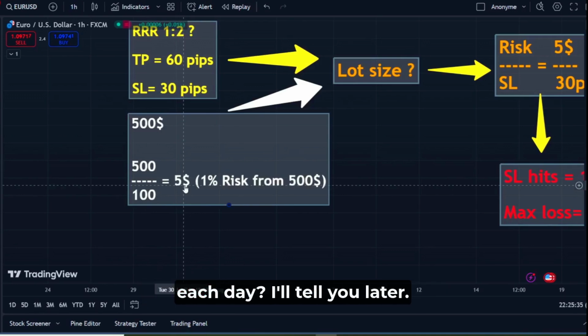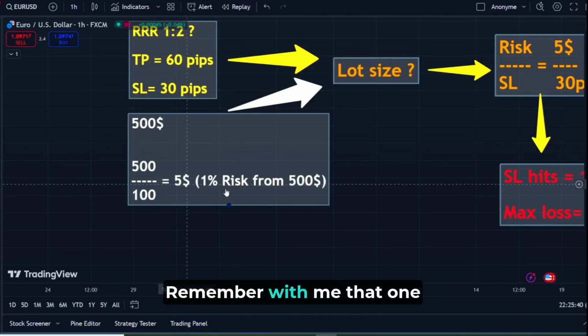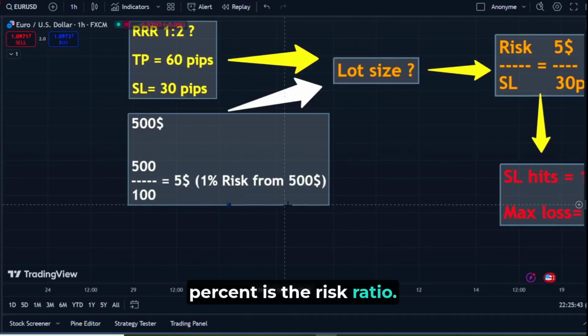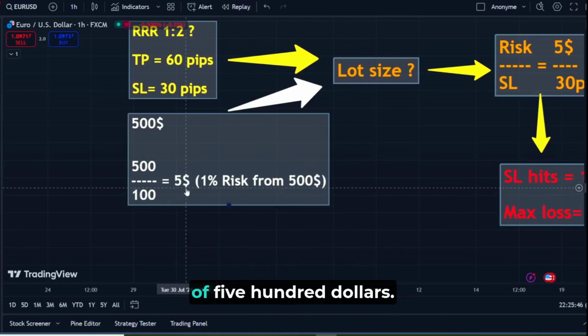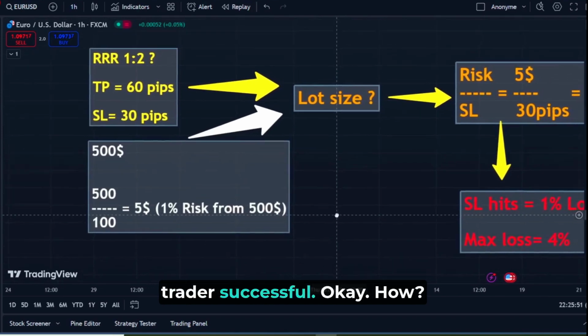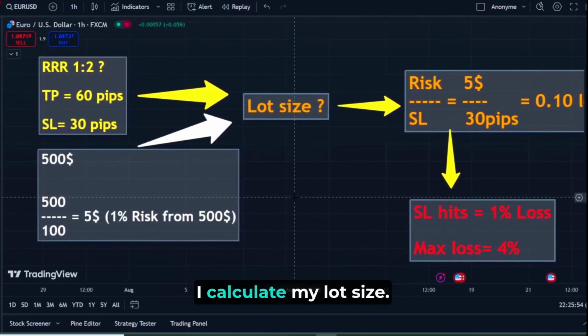How many trades do you enter each day? I'll tell you later. How many trades and why? Okay, remember with me that 1% is the risk ratio, so $5 is not much out of $500. So I told you that money management is what makes a trader successful. Okay, how? I calculate my lot size.